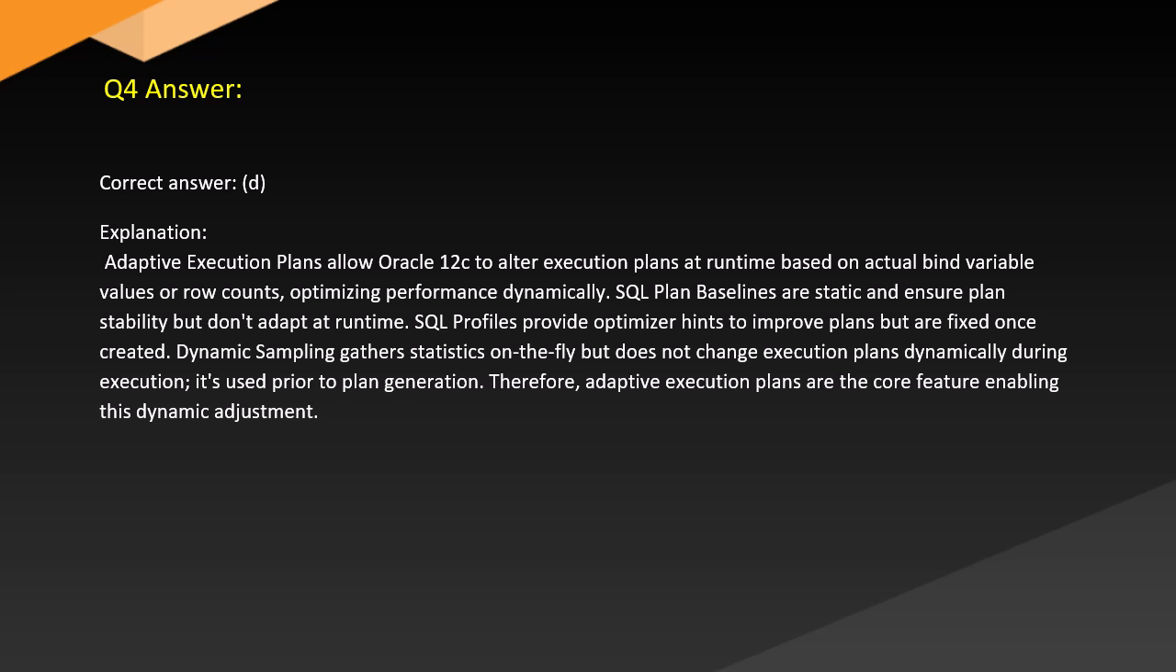Answer. Correct answer: D. Explanation. Adaptive execution plans allow Oracle 12c to alter execution plans at runtime based on actual bind variable values or row counts, optimizing performance dynamically. SQL plan baselines are static and ensure plan stability but don't adapt at runtime. SQL profiles provide optimizer hints to improve plans, but are fixed once created. Dynamic sampling gathers statistics on the fly, but does not change execution plans dynamically during execution. It's used prior to plan generation. Therefore, adaptive execution plans are the core feature enabling this dynamic adjustment.